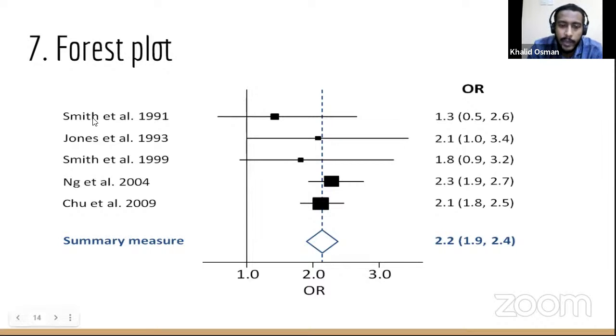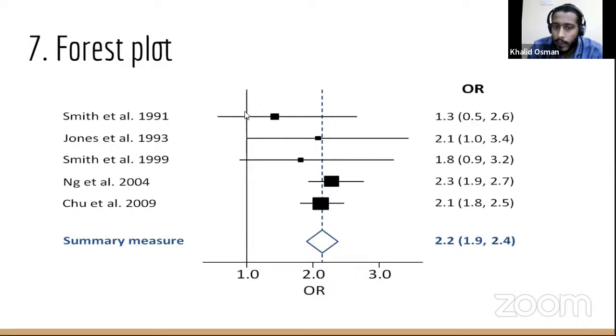So let's start with this line here that is directly above 1. This is known as the no association line. As you all know, if the confidence interval crosses 1, then the results are statistically insignificant. These lines here represent the confidence interval of the results by our authors. For example, this is the confidence interval of the paper done by Smith. You can see it has a very wide confidence interval, and it also crosses the line of no association, which means that it's statistically insignificant.